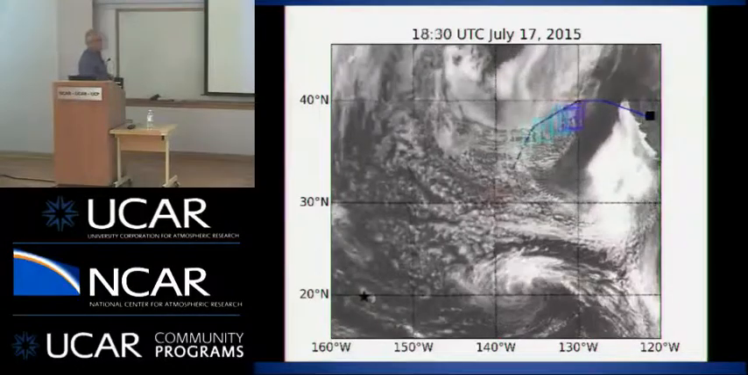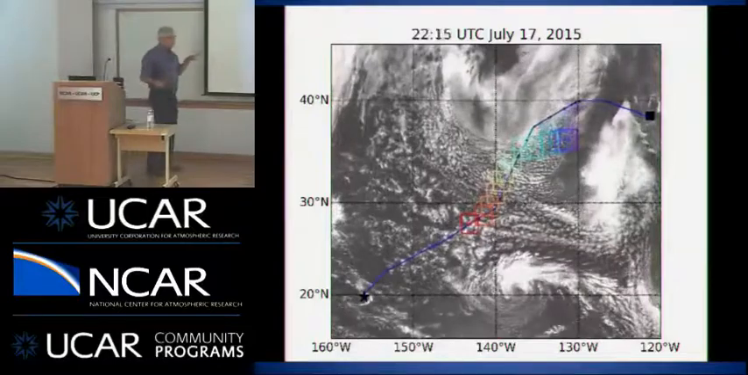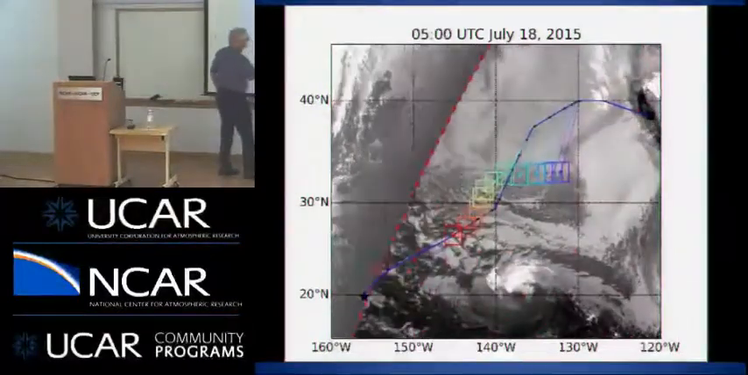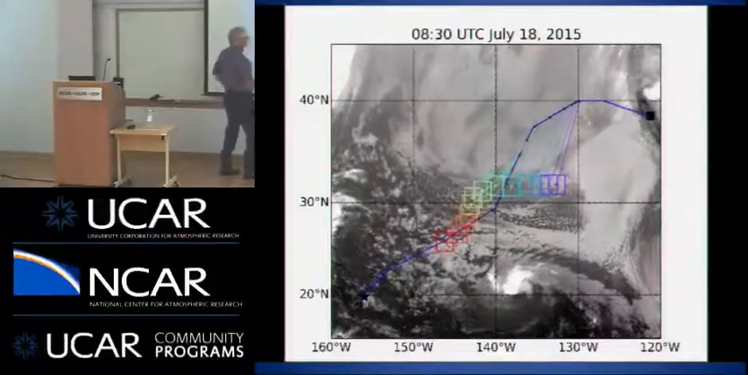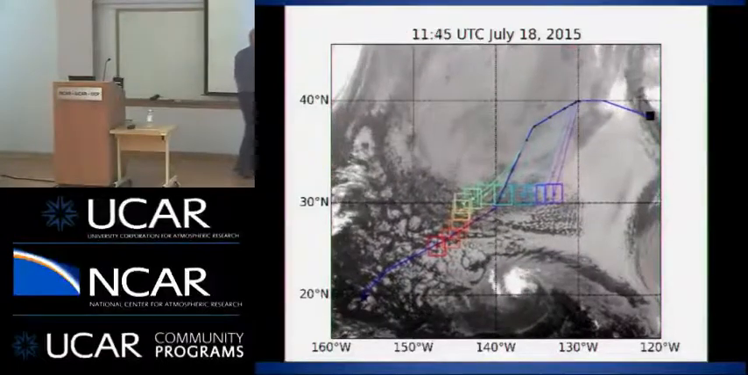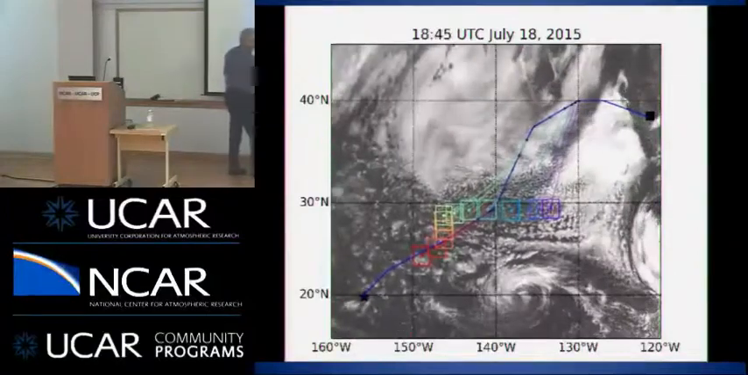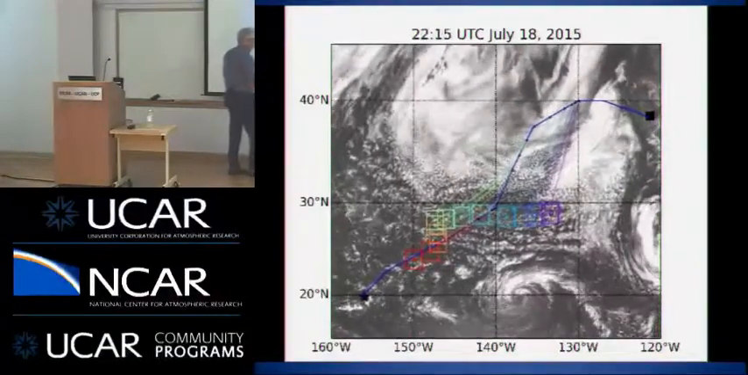Here's a movie that Hans has made. It shows the boxes as we're going along and time going along, with GOES imagery. You can see how much the boxes have advected. Here are the sampling boxes that we had done before.